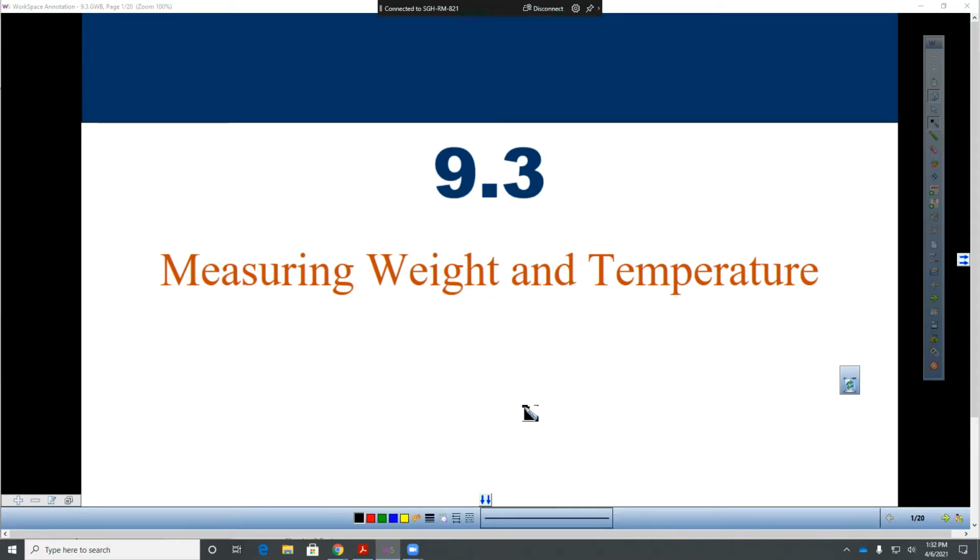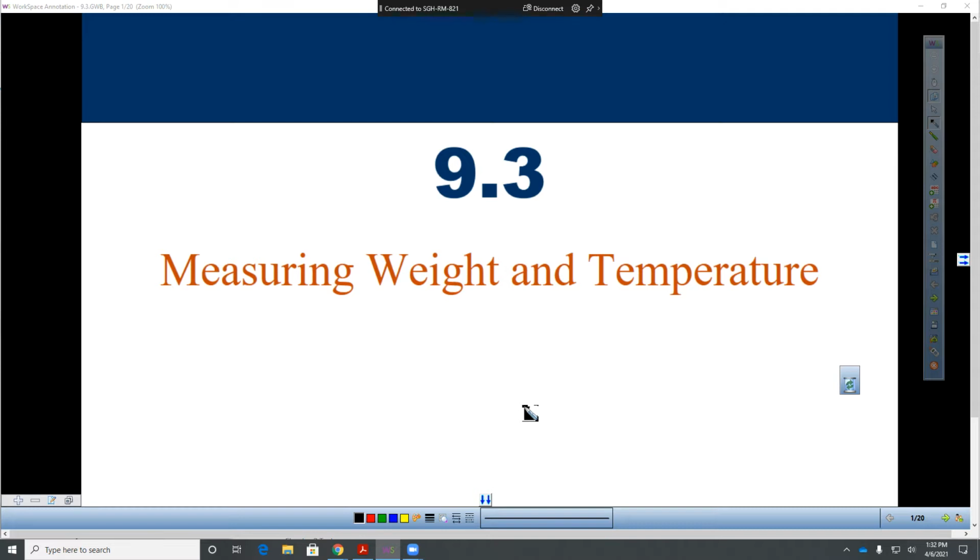All right, so we're going to do weight and temperature. What we've done before, we did length, right? Inches to feet, feet to yards, yards to inches, feet to miles.